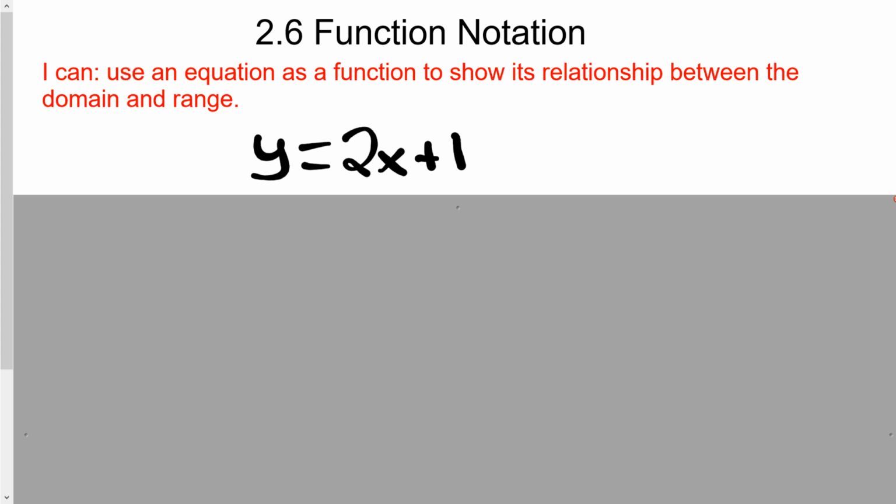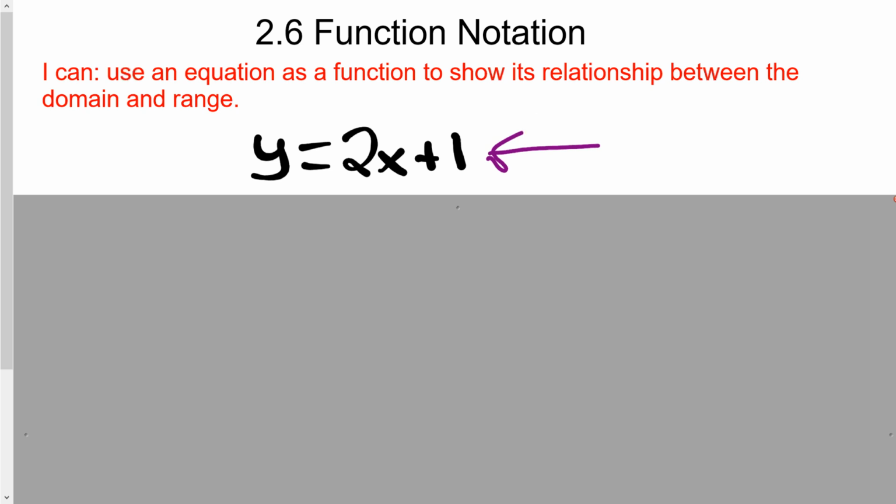All right, so today we're talking about function notation. I want you to be able to use basically an equation as a function. The equations that we're used to right now have all been linear. So what we have here is a linear equation, y equals 2x plus 1. We could graph that as a slope of 2, a y-intercept of 1, and we would also be able to find out that it is a function.